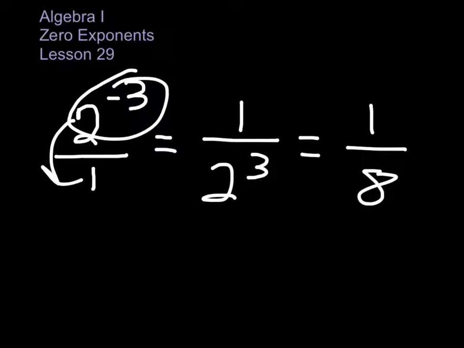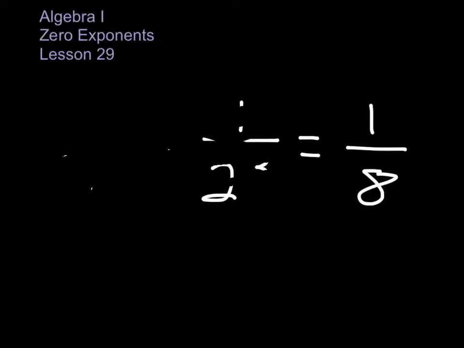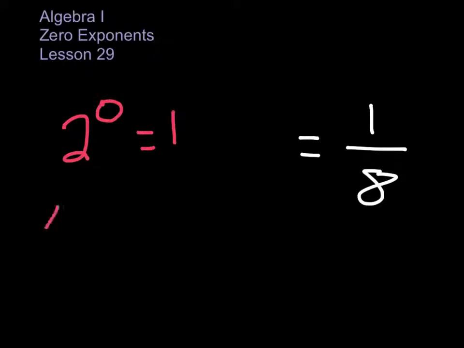Now the other part of this lesson is when we have something raised to the 0 power. When something's raised to the 0 power, it's a pretty easy rule to remember, because anything to the 0 power, and I'm going to erase this first to get a little more room, is simply 1. So in other words, 2 to the 0 is 1. 10 to the 0 is 1. So anything to the 0 power is 1.